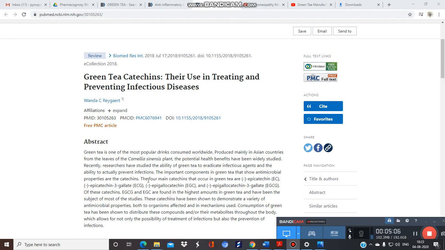Okay, and look at this. The four main catechins that occur in green tea are epicatechin, epicatechin 3 gallate, epigallocatechin, and epigallocatechin 3 gallate, EGCG. So these are the various types of compounds exhibiting different pharmacological actions also.